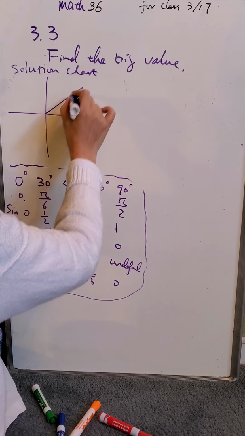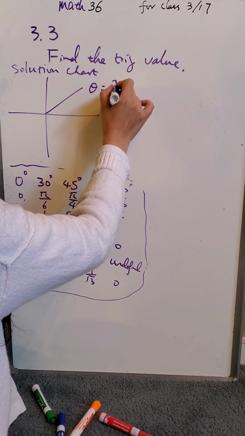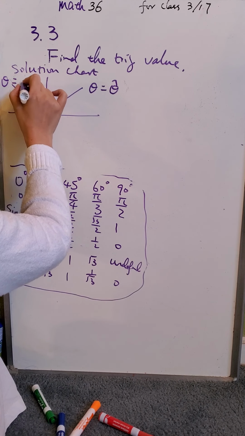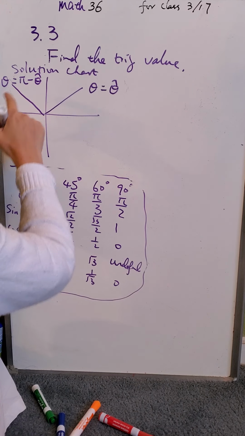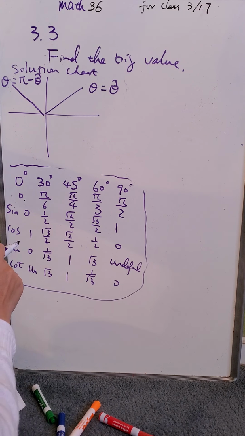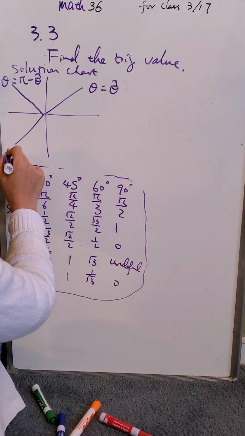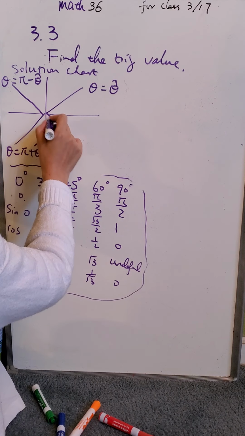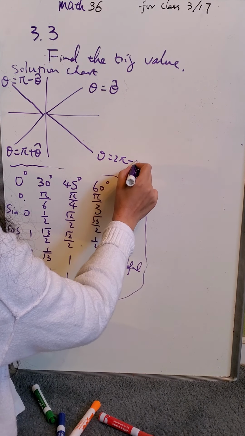If your solution is in quadrant 1, theta equals theta hat. For a solution in quadrant 2, theta equals pi minus theta hat, or use 180 degrees. But because this session is about radians, we have to use pi. In quadrant 3, theta equals pi plus theta hat. And the last one, theta equals 2 pi minus theta hat.